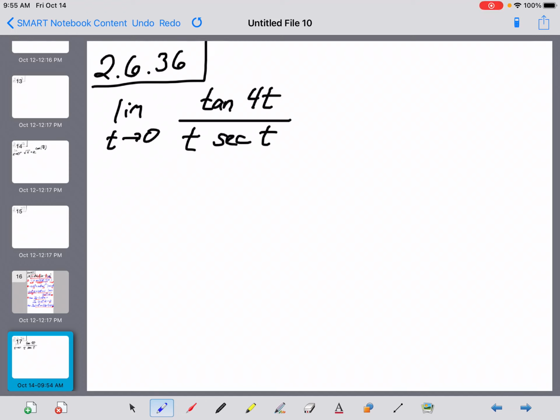Okay, let's take a look at section 2.6, problem number 36. The limit as t approaches 0 of tangent of 4t over t times the secant of t. First thing we're going to notice right away is that if you did try plug and chug, you're going to end up with a big fat 0 in the denominator, so that is not going to work.